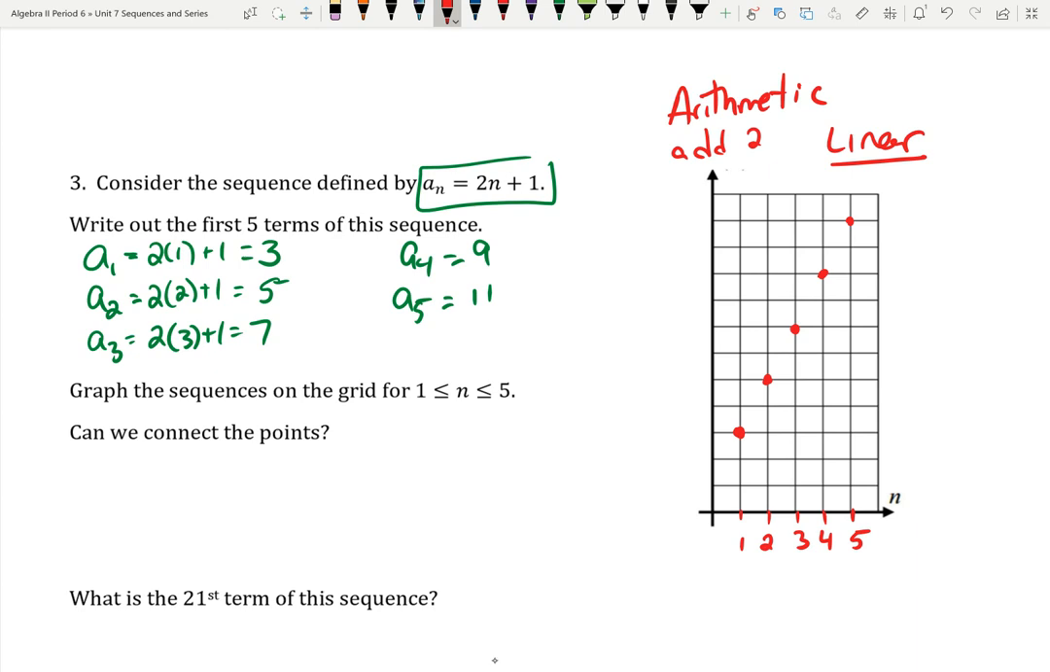Do not connect the dots. No. We go from the first term to the second term. There's no one in the middle here. I cannot draw that line in there because there's nothing happening in the middle. We go from the first term to the second term. We just skip right over it.